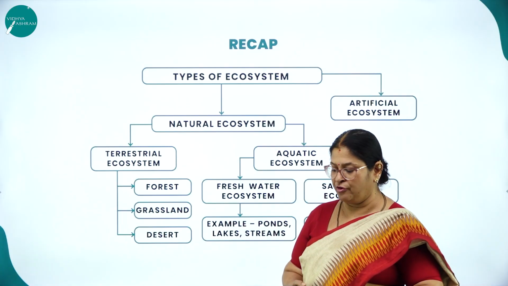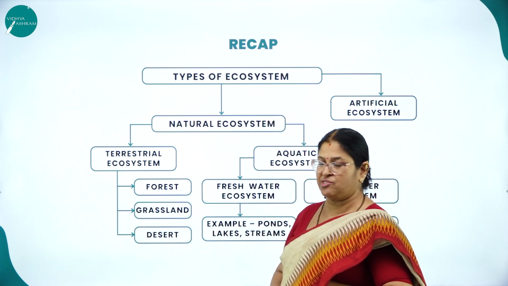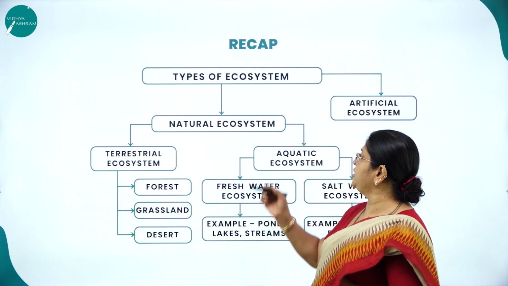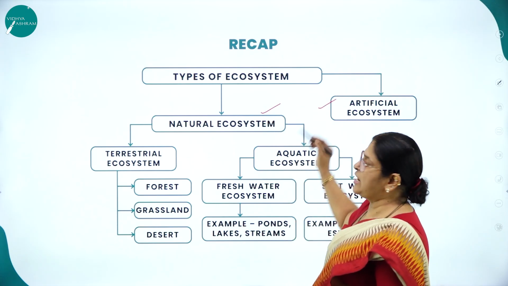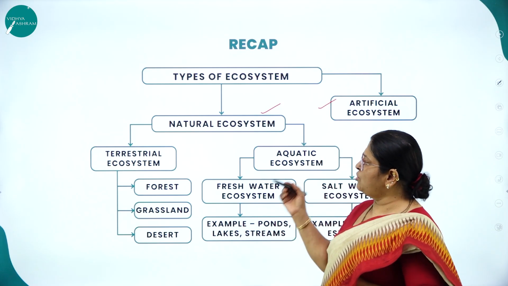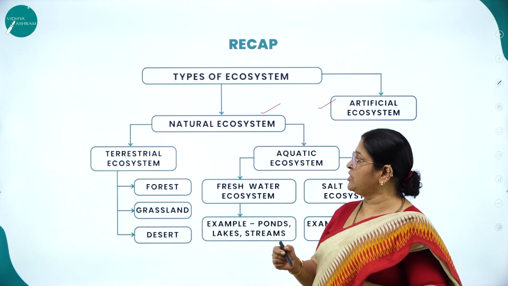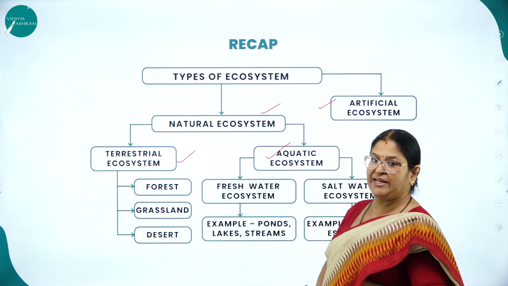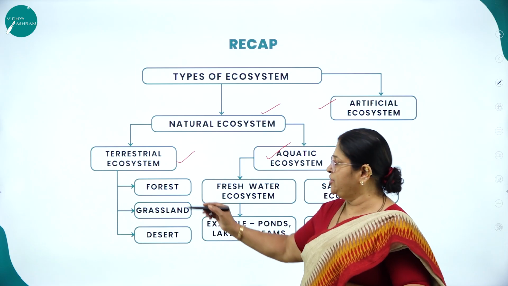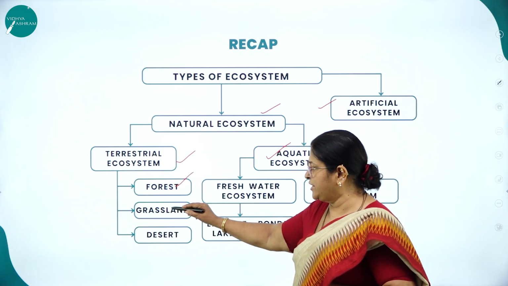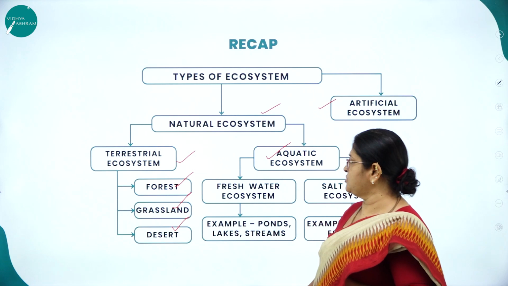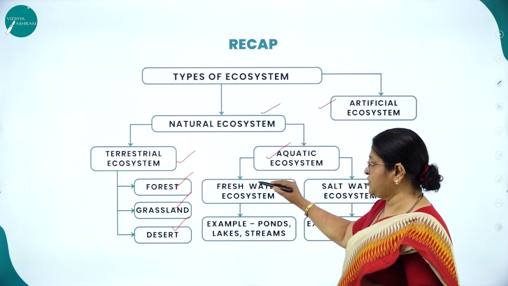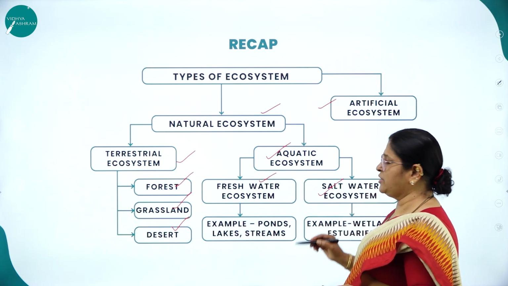Moving on to the flow chart. Types of ecosystem. What are the types of ecosystem? We classify the ecosystem into natural ecosystem and artificial ecosystem. So what are the natural ecosystems? Again, natural ecosystem can be broadly classified into terrestrial ecosystem and aquatic ecosystem. Terrestrial again into forest ecosystem, grassland ecosystem and desert ecosystem. Again, aquatic ecosystem can be broadly classified into freshwater ecosystem and saltwater ecosystem.